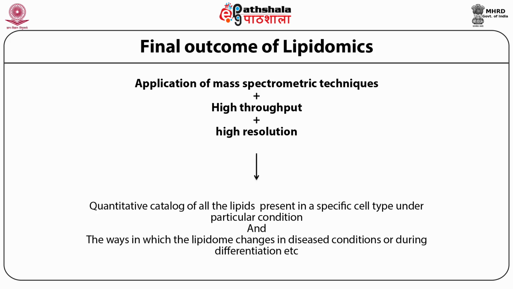So the gist is that by applying all the techniques, high throughput techniques and high resolution, you would be able to get the complete lipid profile of a given cell, a normal or a disease cell, and then you can compare the lipid profiles of normal versus disease cell and see what are the lipids that are altered in a diseased condition.